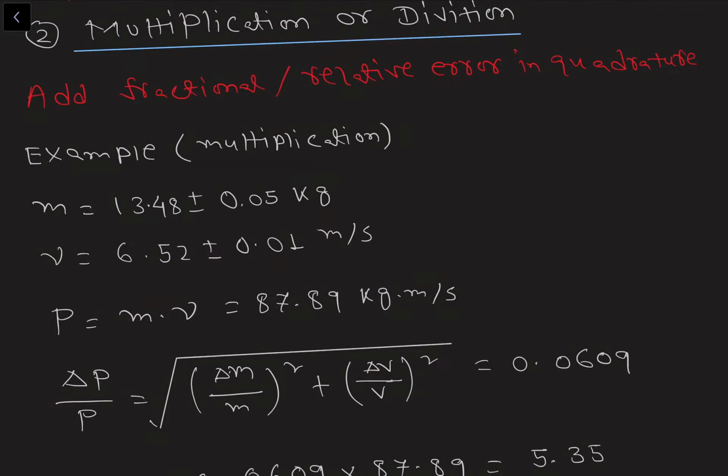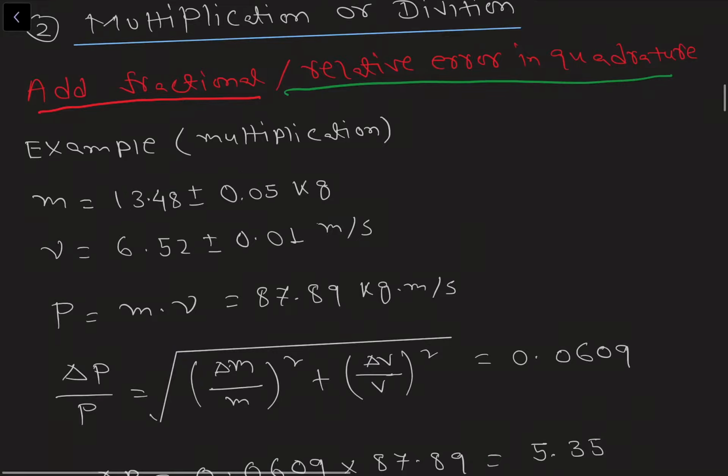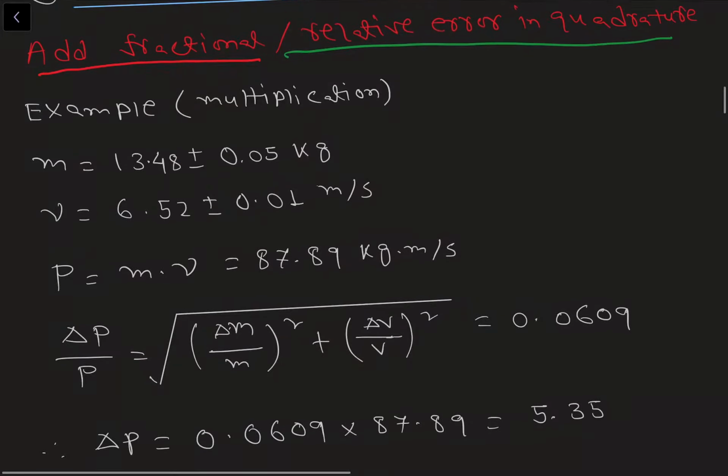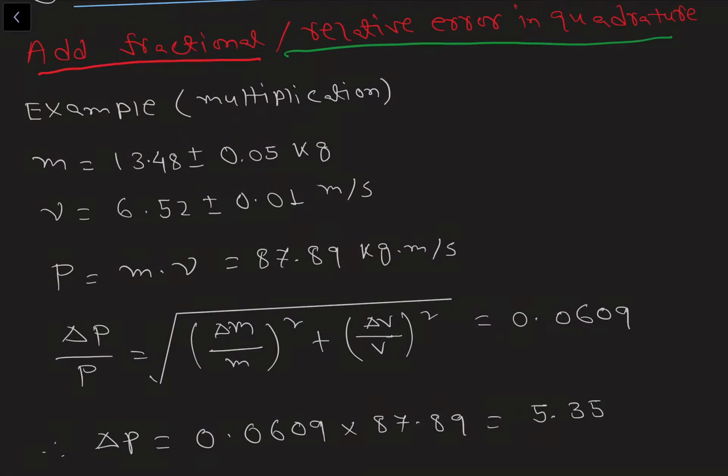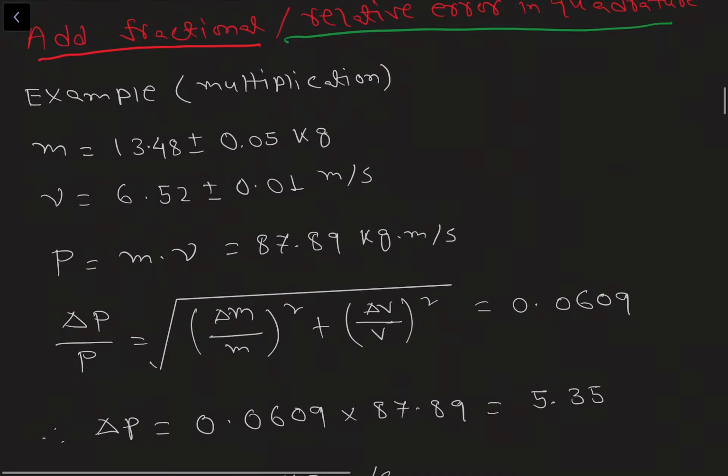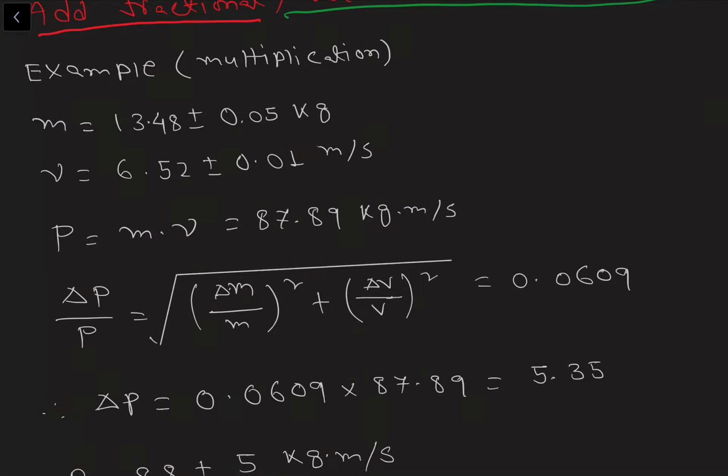Now we come to multiplication or division. In case of multiplication or division, the rule is to add fractional error or relative error in quadrature. So we have to calculate the fractional error here. In case of addition and subtraction, we deal with absolute error. Here we have to deal with relative error. So in case of multiplication and division, we have to add fractional or relative error in quadrature. Let us see an example, then we will get it easily.